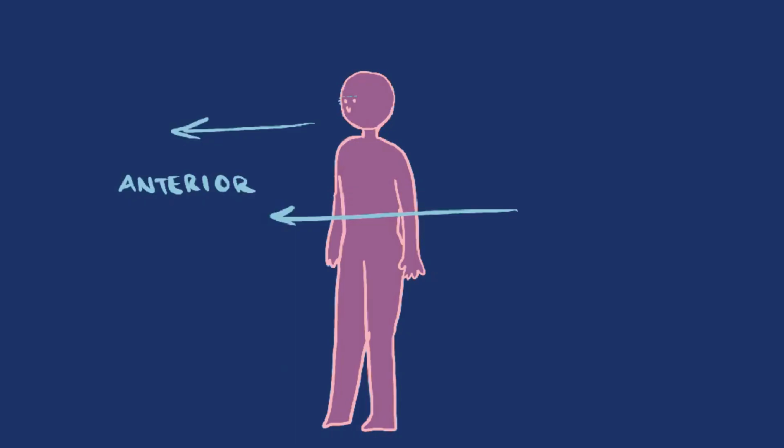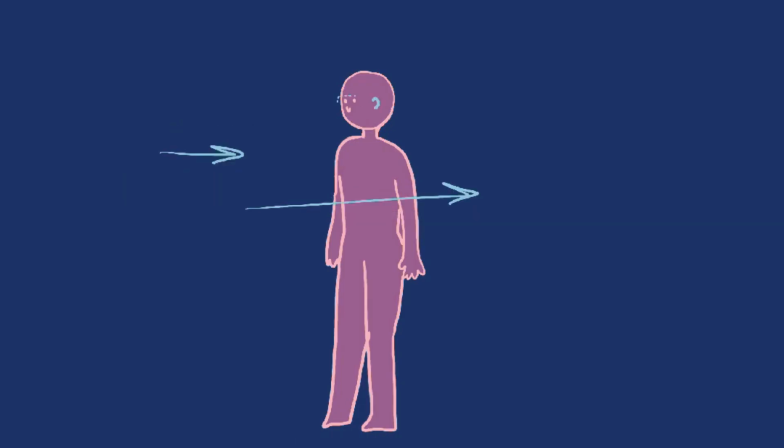So your eyes will be anterior to your ears. And then you turn that the other way around and you've got posterior. So as you can guess, that's just anything more towards the back side of your body. So if we use the same example as last time, your ears will be posterior to your eyes.